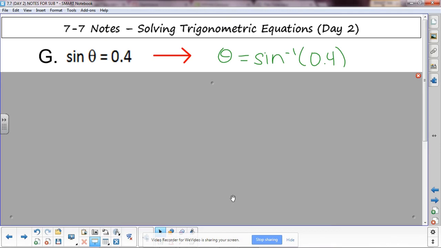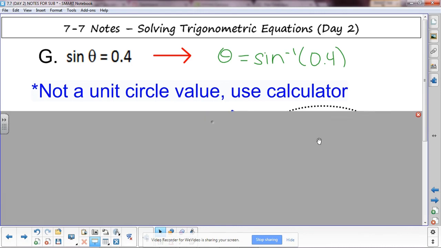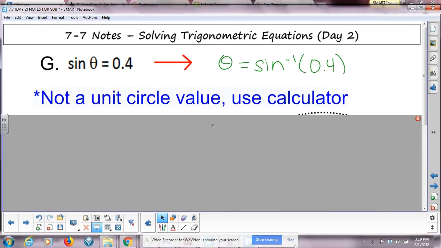Okay, so now we're going to do example G, and it tells us that the sine of theta is 0.4, and then you can change that to theta equals the inverse sine of 0.4, or the angle whose sine is 0.4. This is still radians. Even if you change 0.4 to 2/5, you know that's not on the unit circle, so we have to use a calculator again.